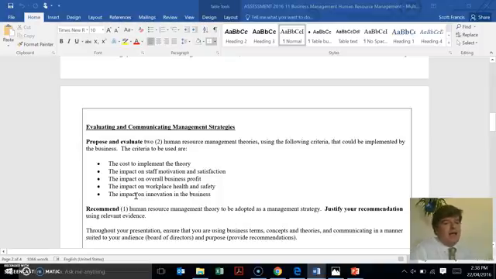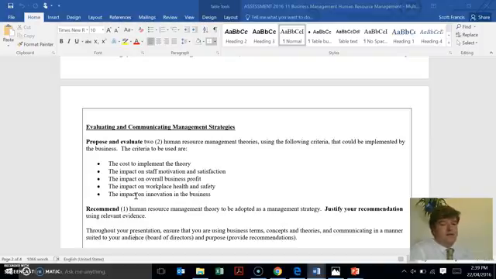Lastly, evaluating and communicating management strategies. Propose and evaluate 2 human resource management theories that could be implemented by the business. So theory, we're looking at Maslow's hierarchy of needs this afternoon.